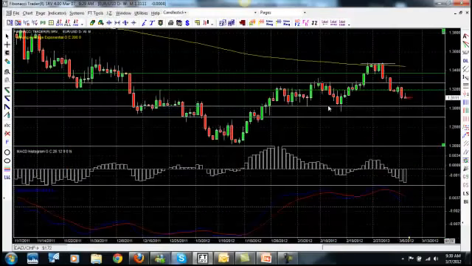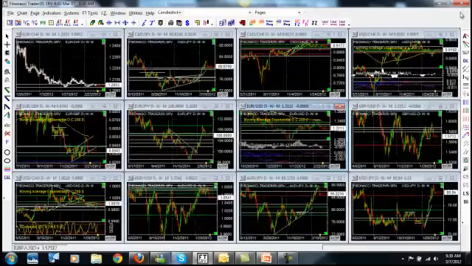So the Euro US dollar is a lot more predictable. It really works well off of the major support and resistance points, and it's probably one of the simpler currency pairs to trade. If you're brand new at Forex or just getting started, I would highly suggest, if you're trading on your own, that you focus on trading this pair.